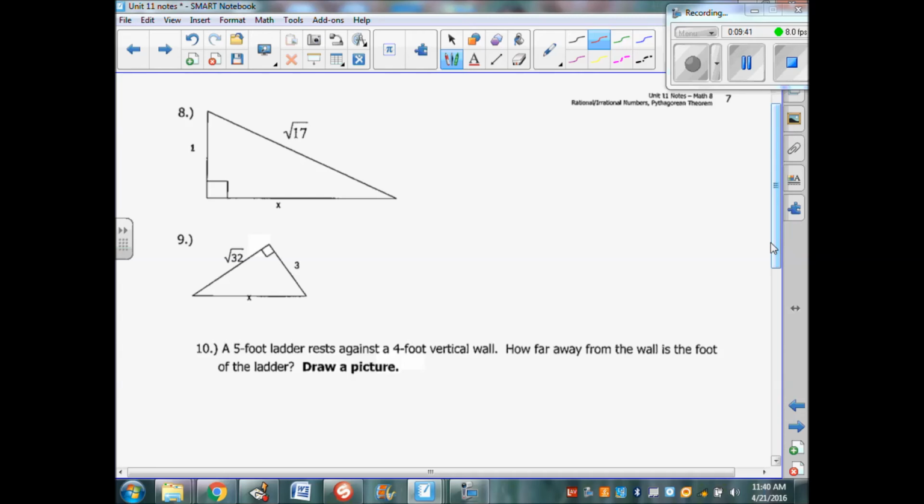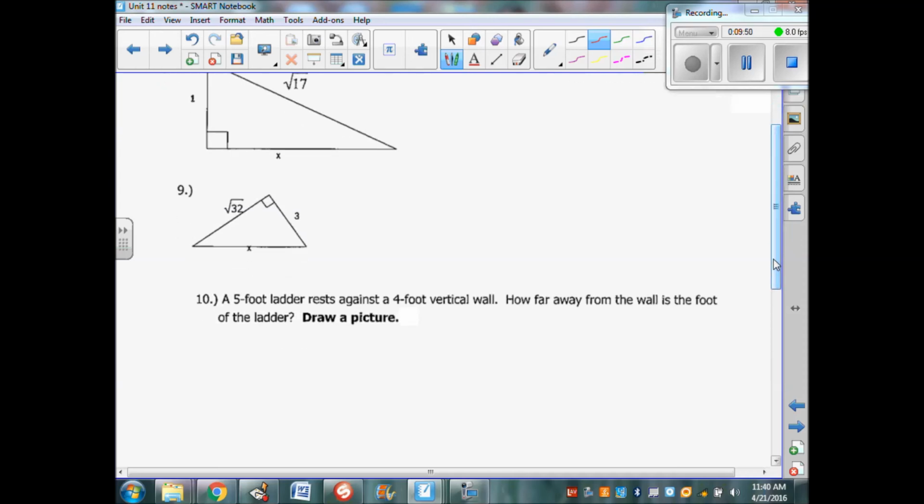All right, I'm going to give you a little challenge, and I'm going to have you try number 8. Let's do number 9 together. All right, let's identify the hypotenuse. It has to be across from the right angle. So the x squared is my hypotenuse. So leg squared plus the other leg squared equals my hypotenuse squared. That's my a squared plus my b squared equals c squared.